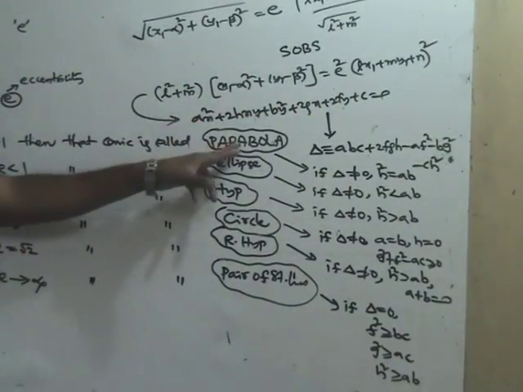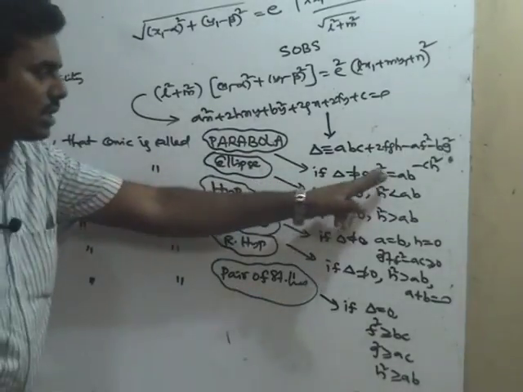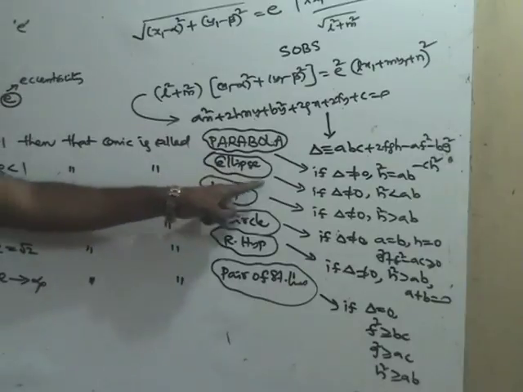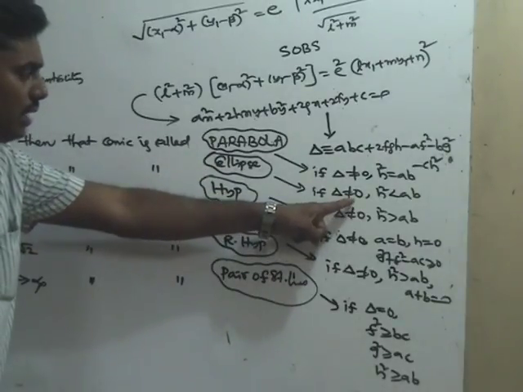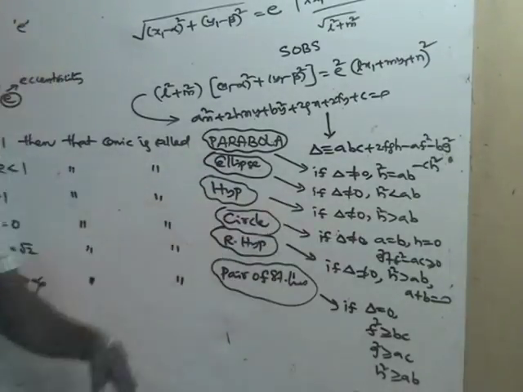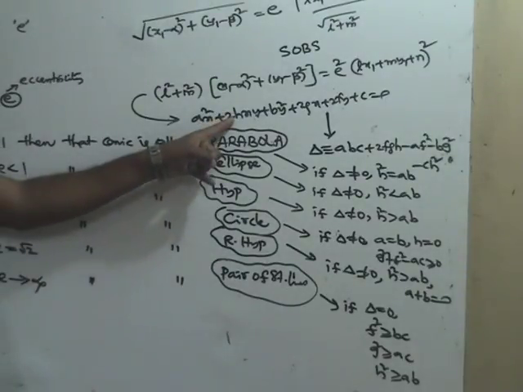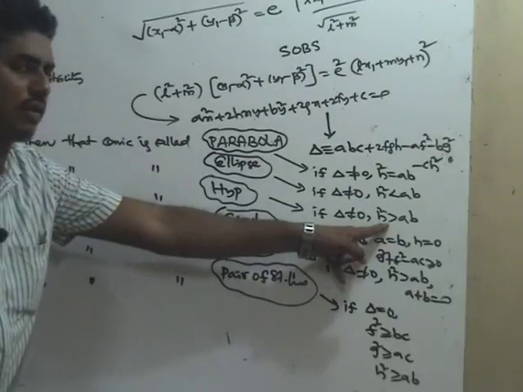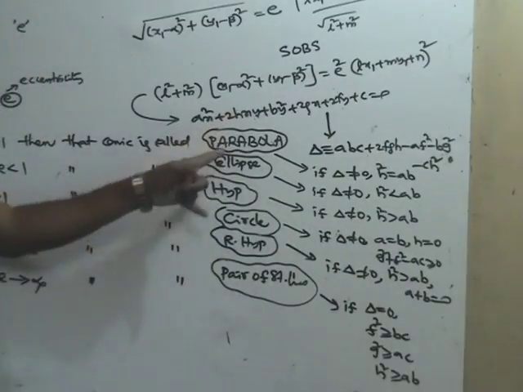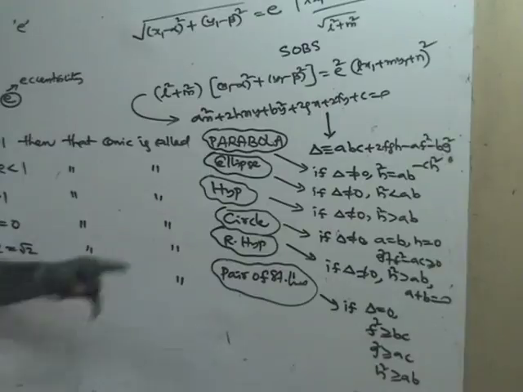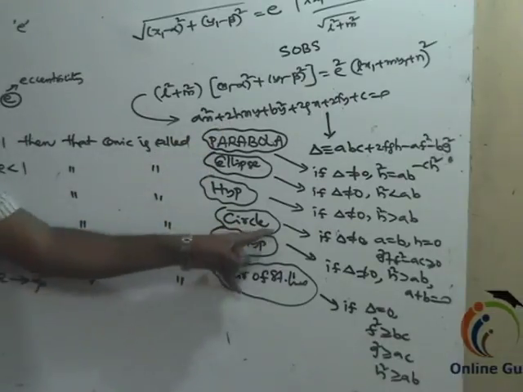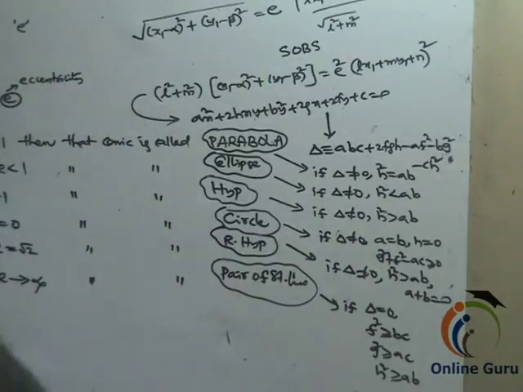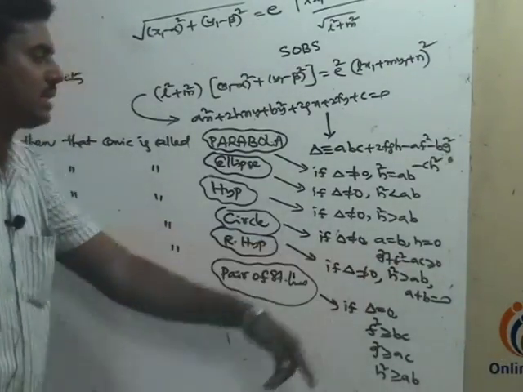That equation represents a parabola if it satisfies this condition, delta not equal to 0 and h square equal to ab. This equation represents an ellipse if delta not equal to 0 and h square is less than ab. If delta is not equal to 0 and h square is more than ab, then that equation is the equation of the hyperbola. This equation represents a circle if delta not equal to 0 and a is equal to b, h is equal to 0 and g square plus f square minus ac is more than or equal to 0.